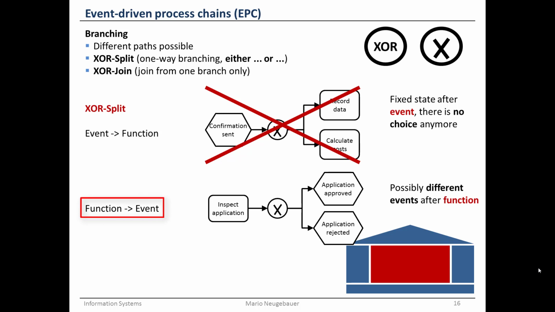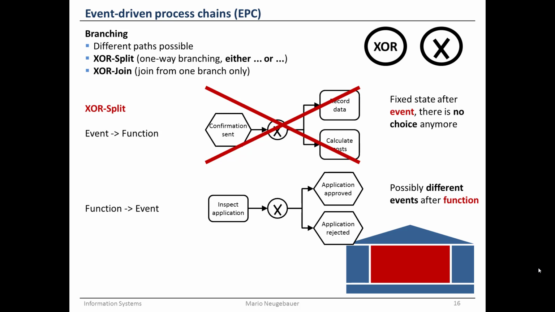An XOR is only allowed when you have a function, when you want to put the XOR after the function. Like here in the inspect application, you inspect the application of a member maybe, and you then decide after you finished the function, what actually happened during the inspection. Does it lead to an approval of the application, or does it lead to a rejection? So after the function, you have a certain result. You can choose regarding the result in which branch you would like to continue your business process.